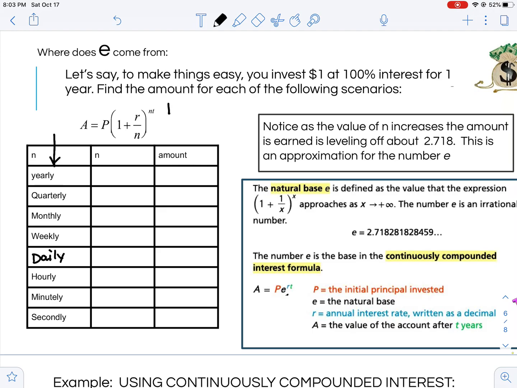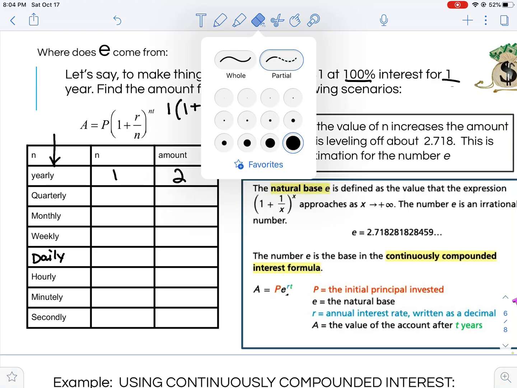So I'm originally going to start with $1, and I'm going to get 100% interest, so that's a 1. And yearly is our first one in our table, so you're going to earn interest one time a year, and we're going to do this for 1 year. If you type all this in your calculator, you're going to notice that you get out $2. So you started with $1, you invested at 100%, you get out $2.